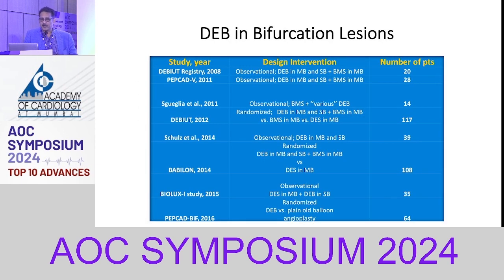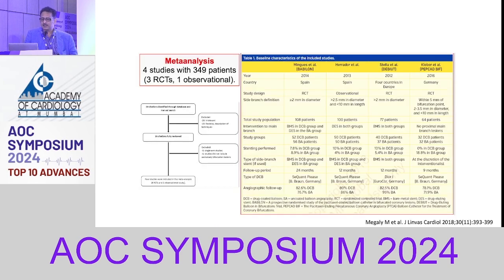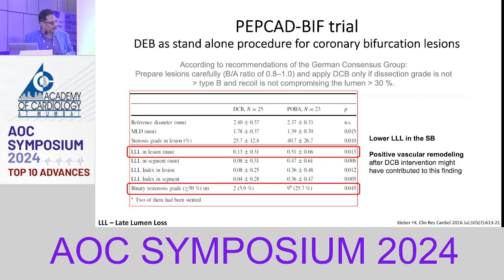So there were a host of trials between 2008 and 2016 with various combinations: DCB with BMS versus DES, small vessels. Then there was a meta-analysis which was mostly with paclitaxel-coated balloons. And this trial first gave an indication that DCB can be a standalone device for coronary bifurcations.